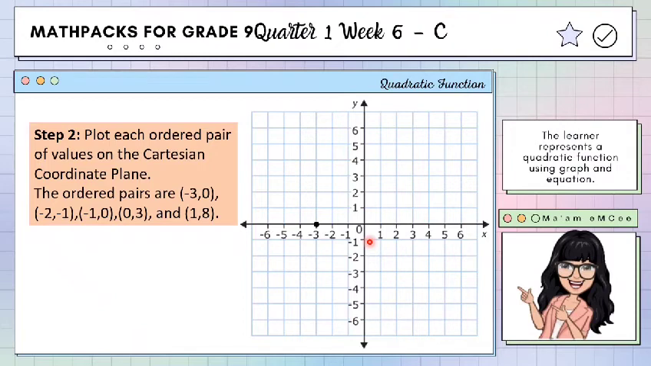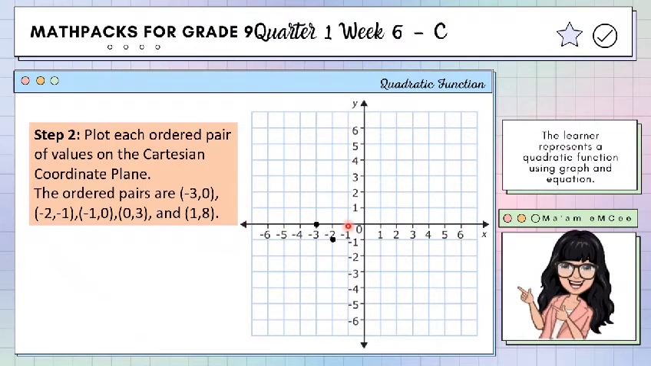Then we also have (-2, -1). So -2 is negative, so we will be moving 2 steps to the left. So we have here 1, 2. And then since your 1 is also negative, we will make 1 step downward. So our next point will be located here. Then we also have (-1, 0). So 1 step to the left side, and then it will just remain there because it will lie on the x-axis since our y is equal to 0.